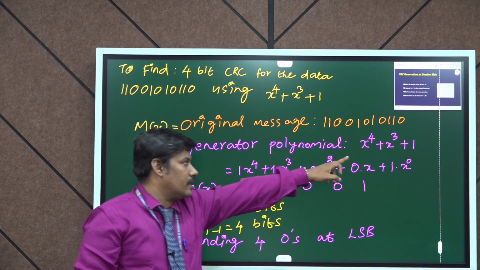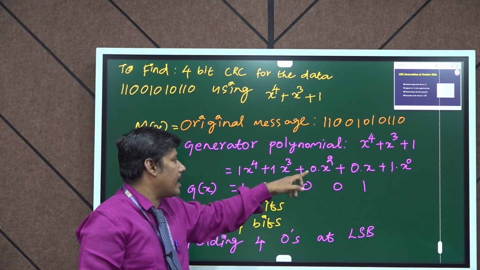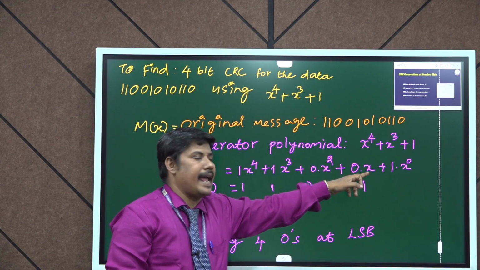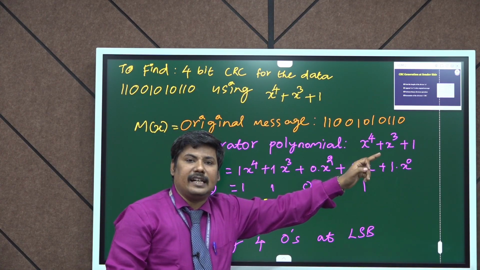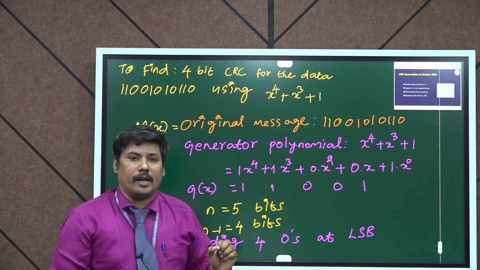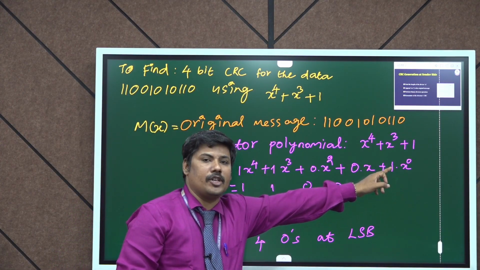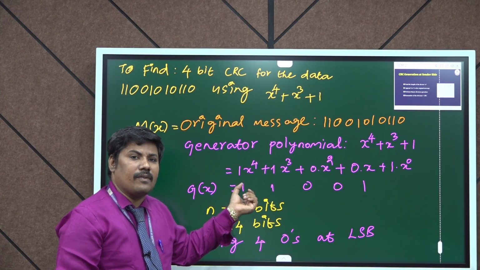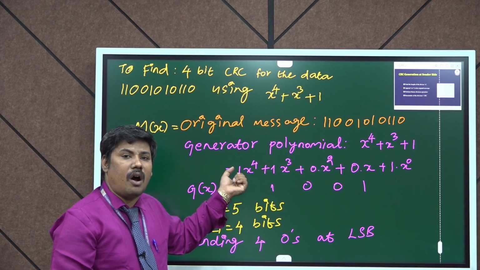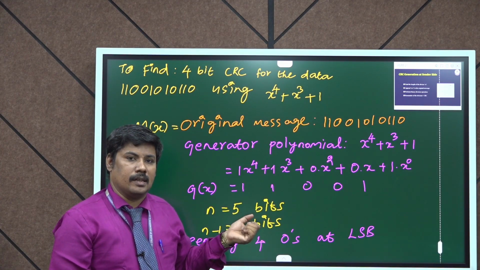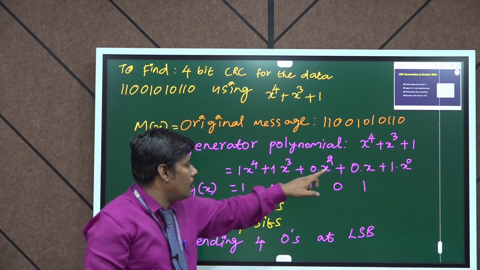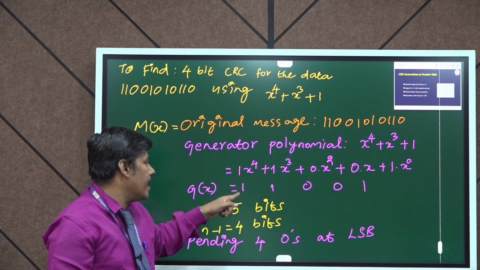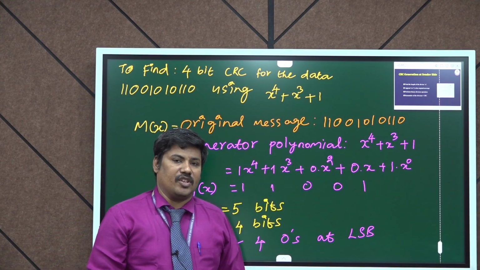Here x squared is not available, so I am writing 0 into x squared. Plus x also is not available, so 0 into x, plus 1 into x power 0, and anything to the power 0 is 1. So we can extract the binary values from these polynomial equations: 1, 1, 0, 0, 1. I have extracted these coefficients as binary values from the polynomial equations.